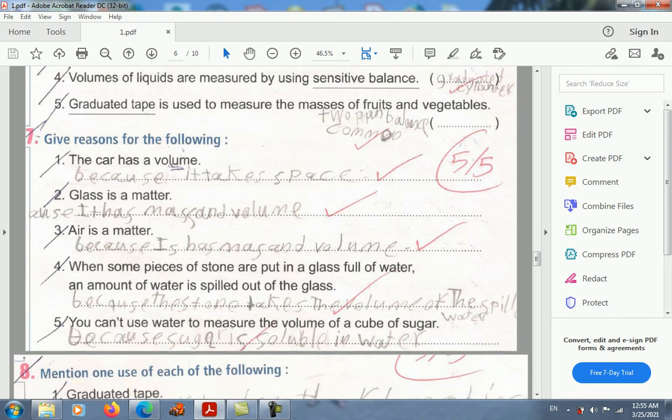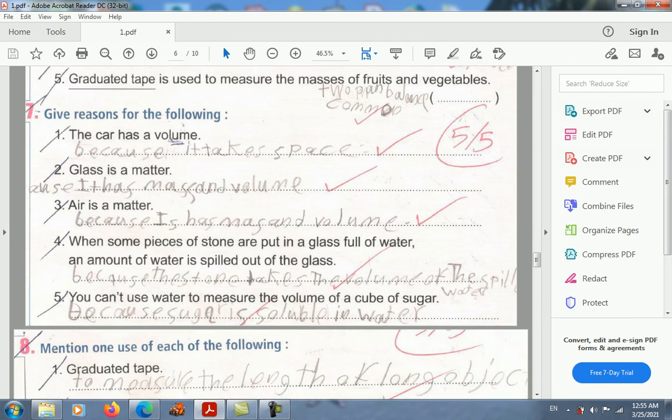4. Volumes of liquids are measured by using sensitive balance, measured by using graduated cylinder. 5. Graduated tape is used to measure the masses of fruits and vegetables. Of course not. 2-pound balance or the common balance is used to measure the masses of fruits and vegetables.